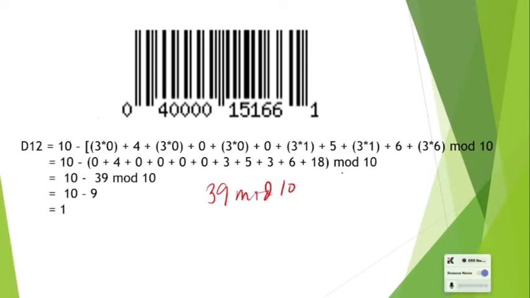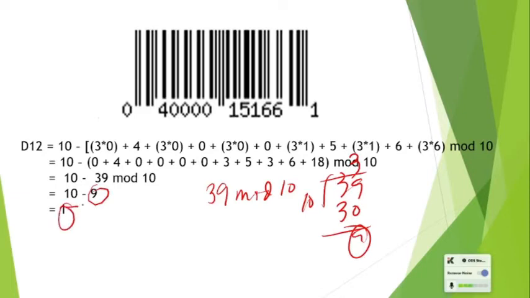39 mod 10, so that is 39 divided by 10. That is 3, so 30, so remainder 9. So i-minus sa 10, then this is the check digit. As you can see, ito yung check digit for UPC. So sa UPC, guys, 11 digits lang yung ika-calculate mo inside this one. Then yung last digit would be the check digit.